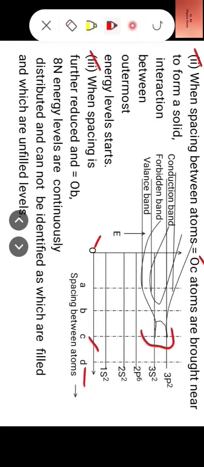Third, when the spacing is further reduced and is equal to OB, this is point B, 8n energy levels are continuously distributed and cannot be identified as which are filled and which are unfilled levels. Now here 8n energy levels are continuously distributed and it is difficult to identify which are filled levels and which are unfilled levels.